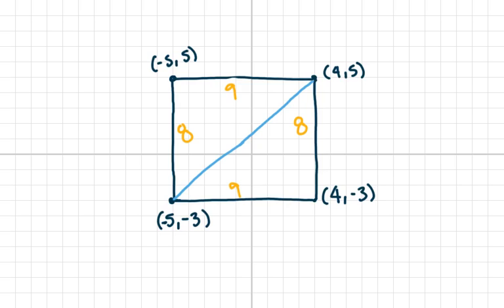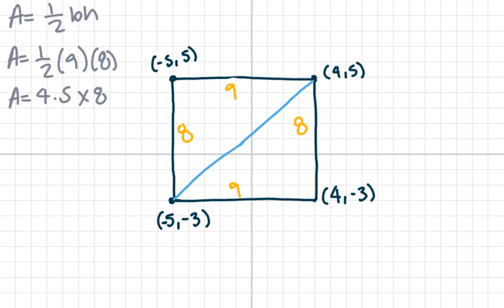So the first way we're going to do this is by using our area of a triangle formula. And our formula for area of a triangle is 1/2 base times height. So our base is going to be 9 and our height is going to be 8. And now we're just going to simply multiply going from left to right. So we're going to start by taking 1/2 of 9, and 1/2 of 9 is equal to 4.5, and then we're going to multiply 4.5 by 8. So we have an area of 36 units squared.